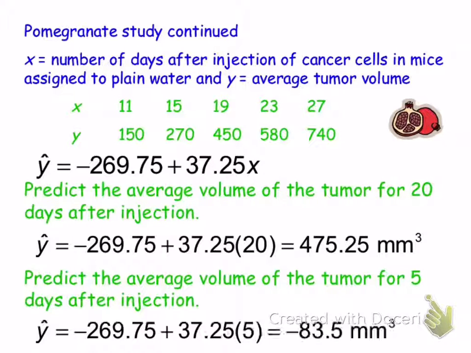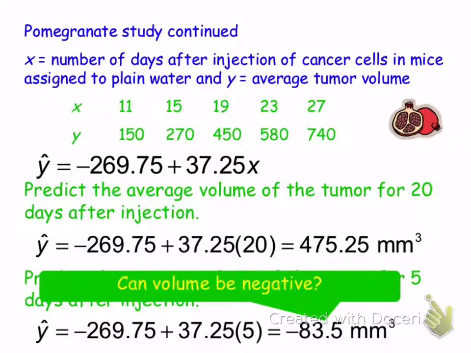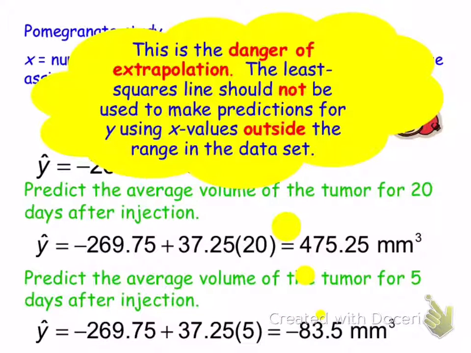So I would do the same thing. I would just plug in 5. And I do get a negative number, so that really doesn't seem accurate, does it? Because you have a negative number. So will this LSRL be accurate for every single X value? No. No, it will not. Because can volume be negative? No. So we call this danger of extrapolation.